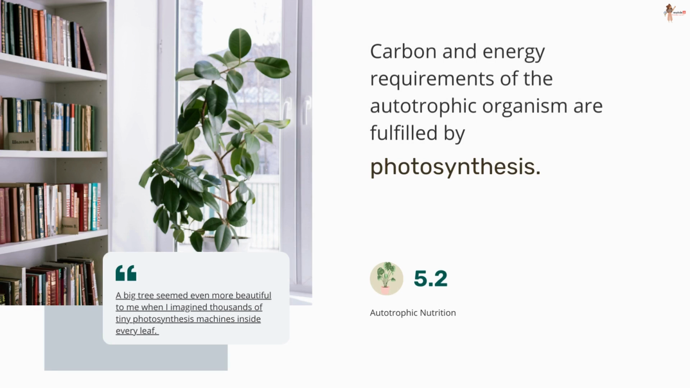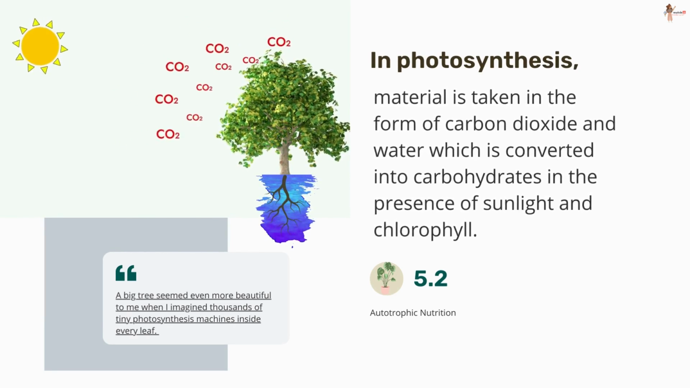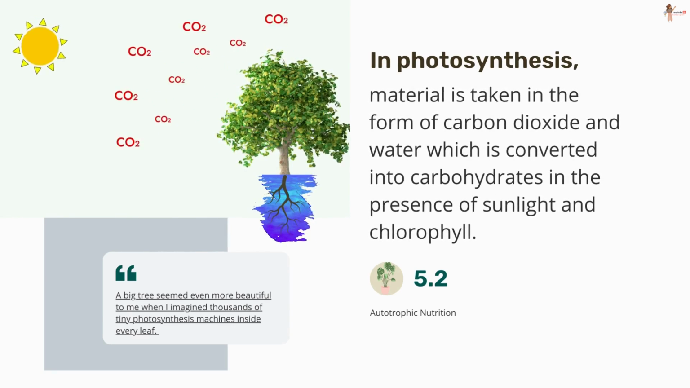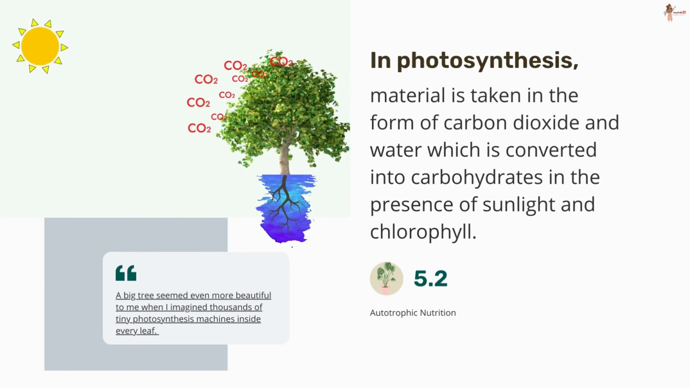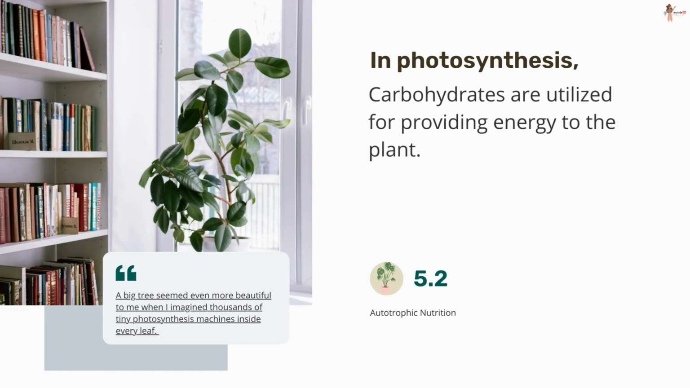Carbon and energy requirements of the autotrophic organism are fulfilled by photosynthesis. It is the process by which autotrophs take in substances from the outside and convert them into stored forms of energy. This material is taken in the form of carbon dioxide and water, which is converted into carbohydrates in the presence of sunlight and chlorophyll. Carbohydrates are utilized for providing energy to the plant. We will study how this takes place in the next section.